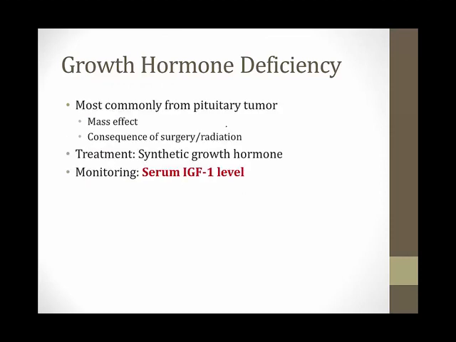Growth hormone deficiency is most commonly caused by a pituitary tumor. It can be a mass effect from a non-hormone secreting pituitary tumor, or sometimes it's a consequence of surgery or radiation to treat a pituitary tumor. The treatment is to administer synthetic growth hormone, and you can monitor the effect of the growth hormone you're giving by measuring the serum IGF level. Remember, that is used to monitor whether the patient has enough growth hormone in their body.